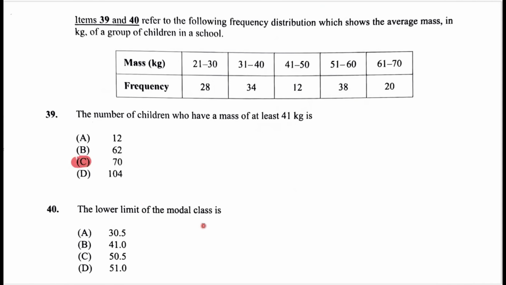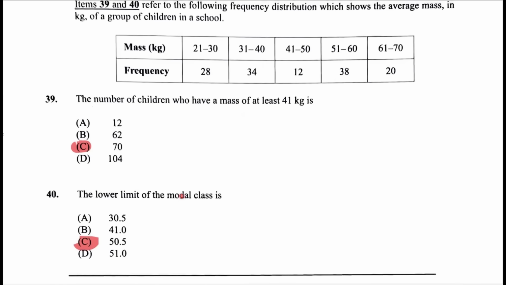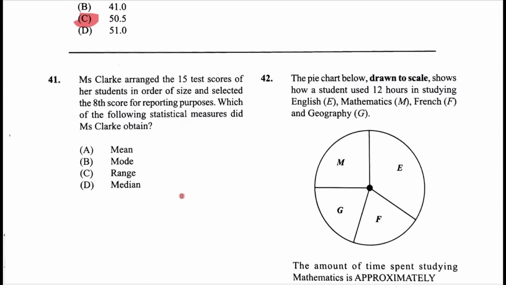The lower limit of the modal class is, the modal class is the one with the highest frequency. Highest frequency is 38. This is the modal class. The lower limit would be what? It would be 50.5. You subtract 0.5, that's a 0.5 correction. So you minus 0.5 from the lower limit. All right. Cool.